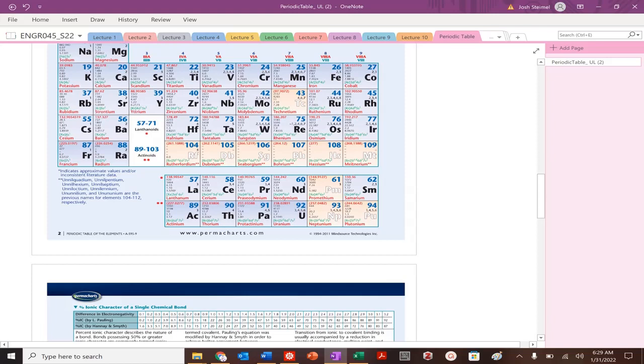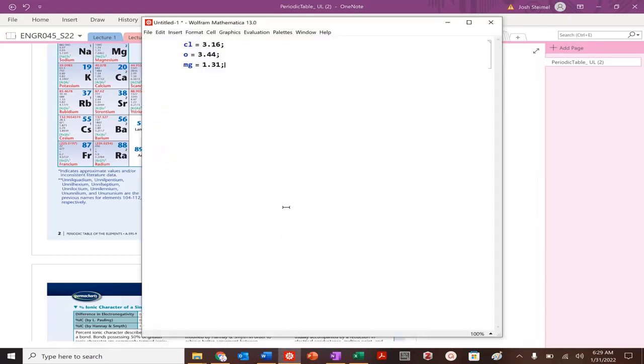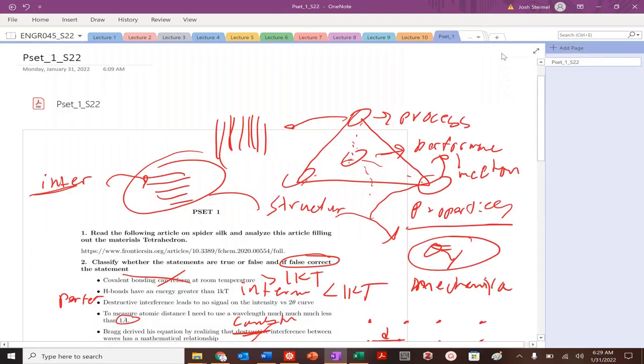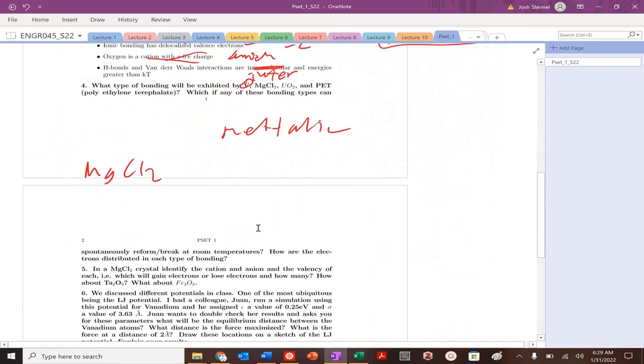U02. U, here we go. U is 1.7 here. And then let's try to get back to what our problem set is asking us to do. All right, fantastic. So let's go ahead.